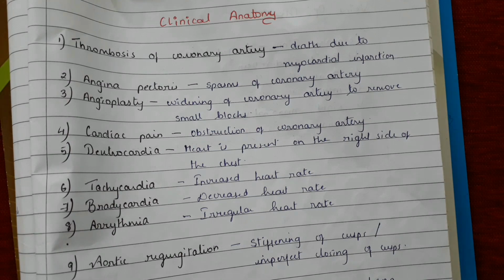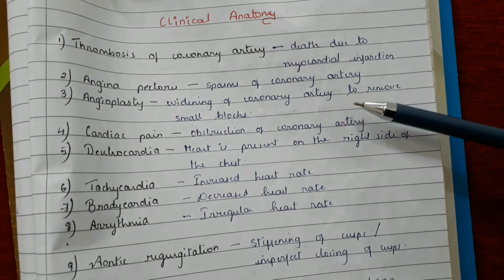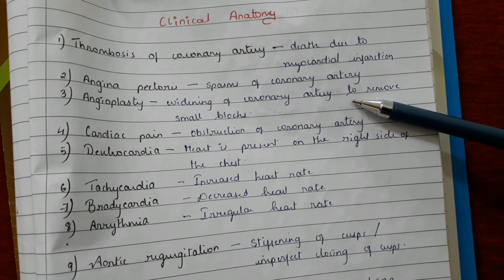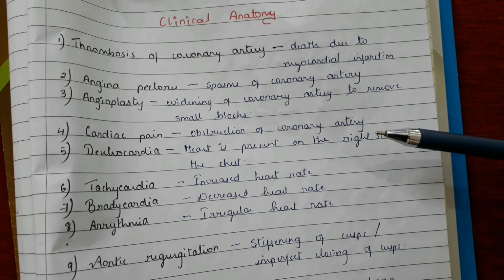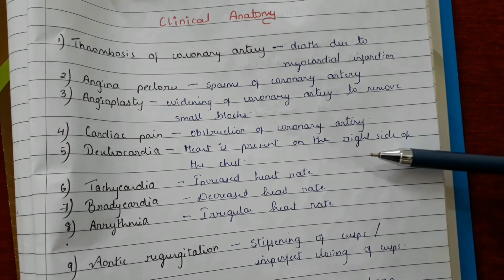Clinical anatomy of the heart. Thrombosis of the coronary artery can result in death due to myocardial infarction. Angina pectoris means spasms of the coronary artery. Angioplasty is widening of the coronary artery to remove small blocks. Cardiac pain can occur due to obstruction of the coronary artery.